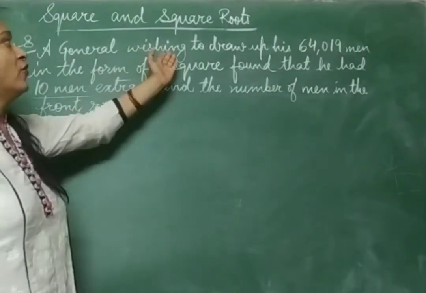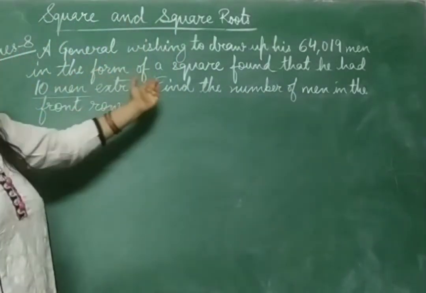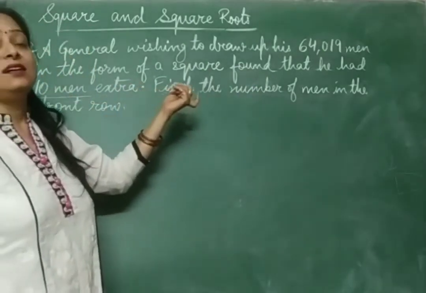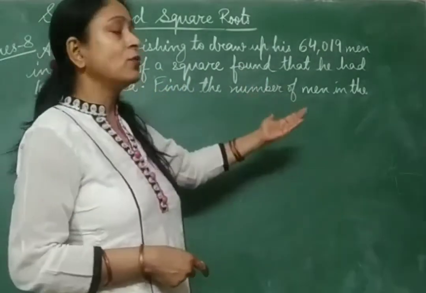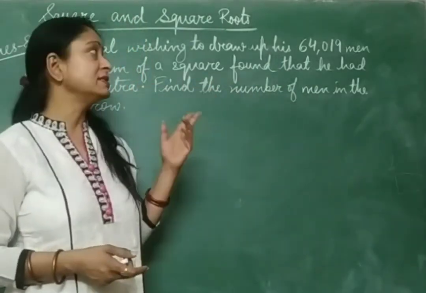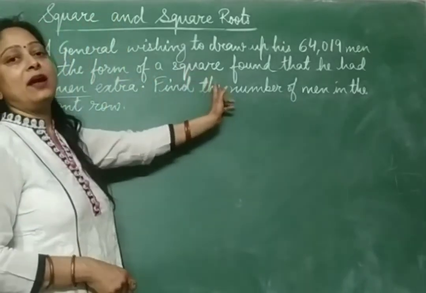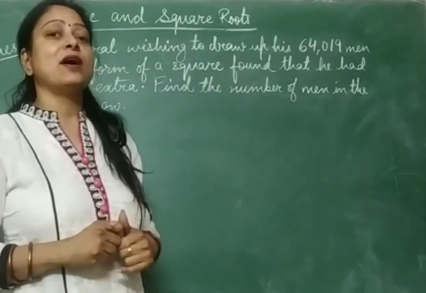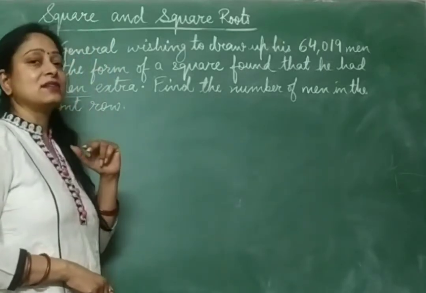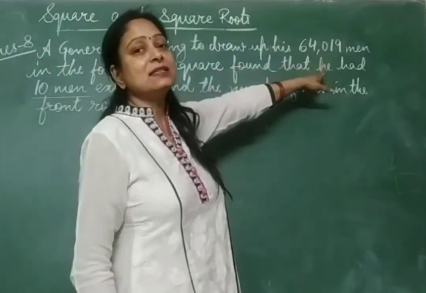A general wishing to draw up his 64,019 men in the form of a square found that he had 10 men extra. जब उसने स्क्वायर में अपने लोगों को फॉर्म किया, उसके पास कितने आदमी थे? जनरल के पास कितने आदमी थे? टोटल 64,019 men थे. एंड ही फॉर्म अ स्क्वायर. उसने उन आदमियों का एक स्क्वायर क्रिएट किया, लेकिन उसको पता लगा कि उसके अंदर 10 men एक्स्ट्रा हैं. नाउ द परफेक्ट स्क्वायर विल बी द नंबर माइनस 10.